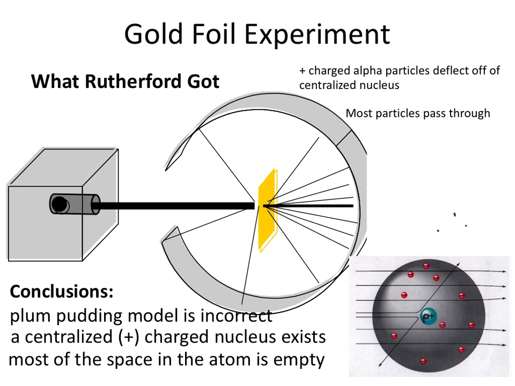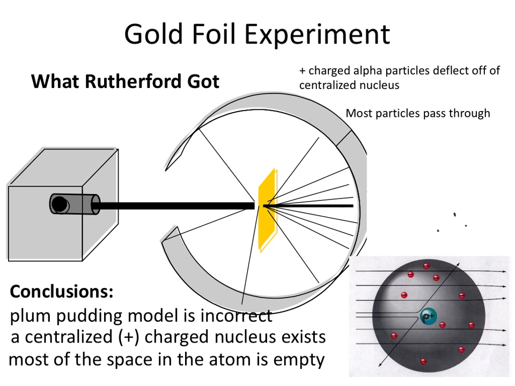Upon actually carrying the experiment out, what Rutherford ended up observing on the surface of the detector was that a good portion of the alpha particles did actually pass through the metal, and strike the detector right behind the metal.